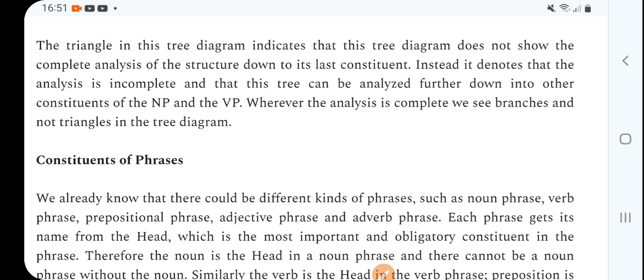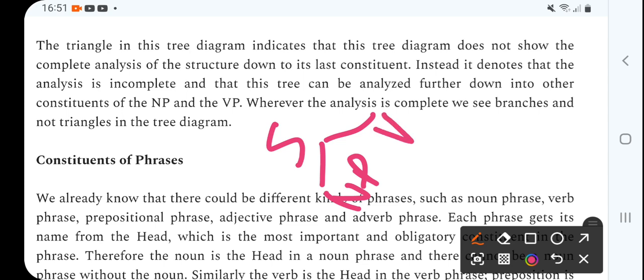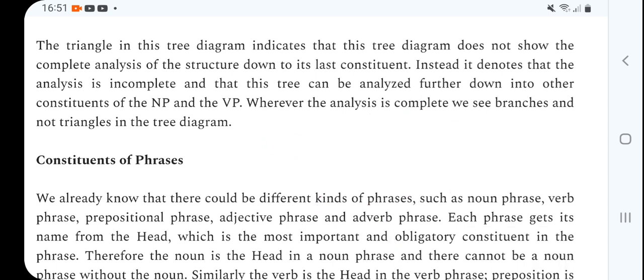Instead, it denotes that the analysis is incomplete and that this tree diagram can be analyzed further down into other constituents of NP and VP. Whenever the analysis is complete, we can see branches and not triangles in the tree diagram. So triangles are not enough if we see that there's a sentence and then NP and VP, right? That triangle is not enough, that is again divided. This is the meaning of this paragraph.